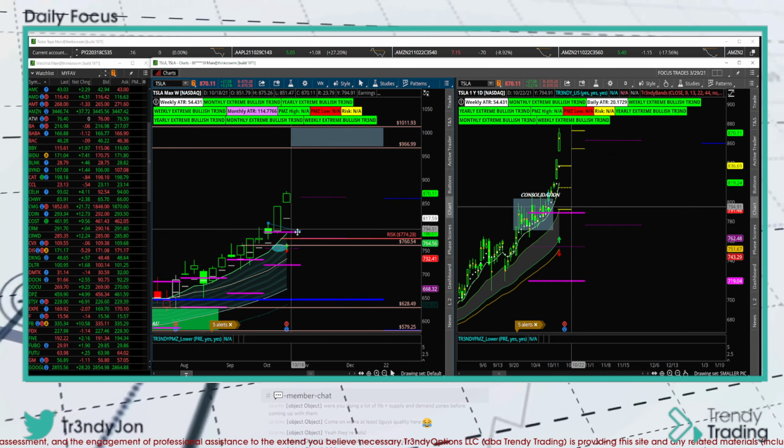Just like that. All right, so these are the levels I have. So 950 to the upside, it's almost $80, and to the downside, almost 70. So we're in that neighborhood. That's what I'm looking at right now, folks.